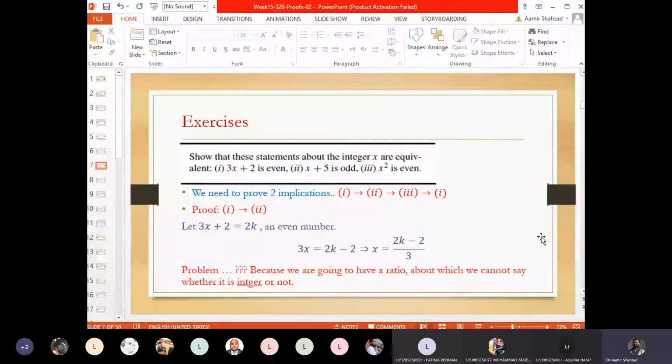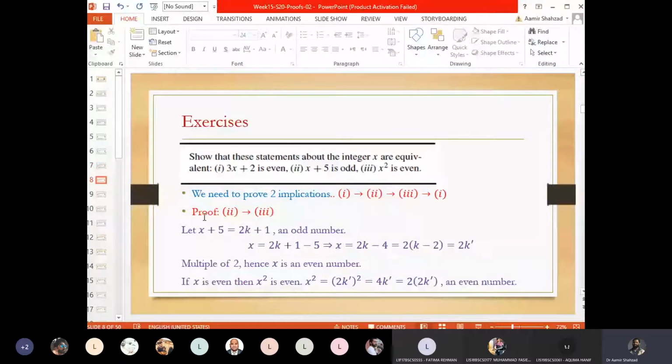So maybe we can start from 2 implies 3. Then we see what happens, and then 3 implies 1 and 1 implies 2. Actually there is a way to prove this, which we will see at the end of the lecture: if 3x plus 2 is even, then x plus 5 is odd. We can do it in another way, but we haven't learned that yet. So we skip this.